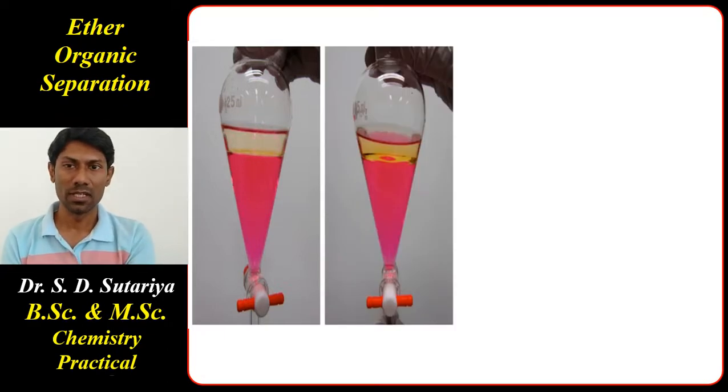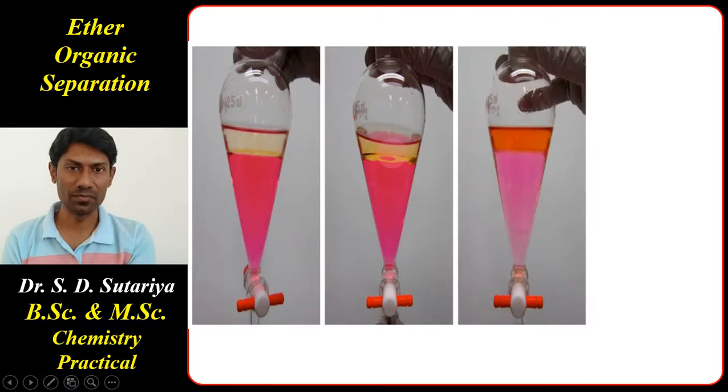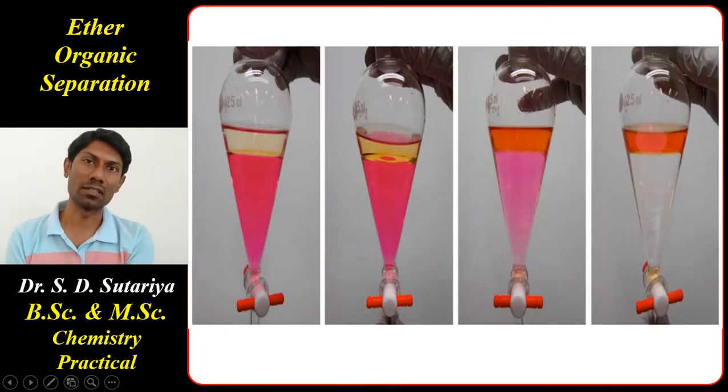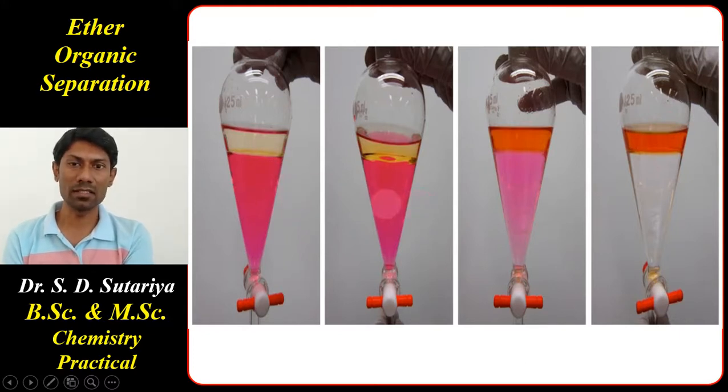So this pink color dissolves in the ether solution. This looks like a light orange color, and this looks like a dark orange color. It means the pink color has totally dissolved in the ether, and the light pink color disappears. So the maximum compound is there.